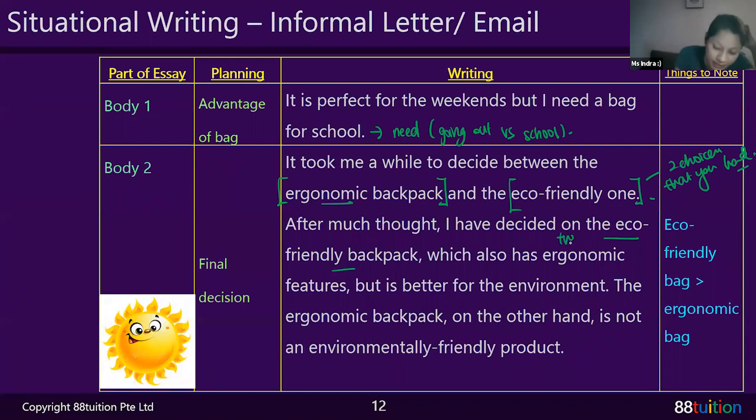So this is something positive, right? But it's better for the environment, something positive. The ergonomic backpack, on the other hand, is not an environmentally friendly product, right? So this one is actually the negative. So you're explaining why you did not actually choose this in the end.